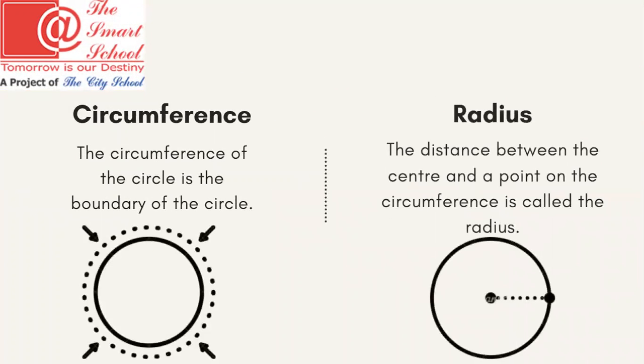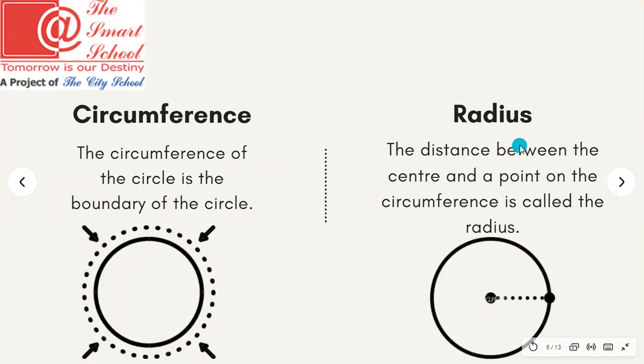The next two elements are circumference and radius. The circumference of the circle is the boundary of the circle. Usually the boundary of a geometrical figure is known as perimeter, but in case of a circle it is circumference, not perimeter. You can notice that this dark black line is showing you the circumference of the circle, and I have made this prominent by using this dotted line and arrow.